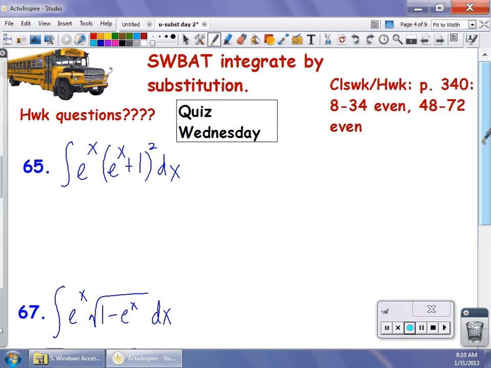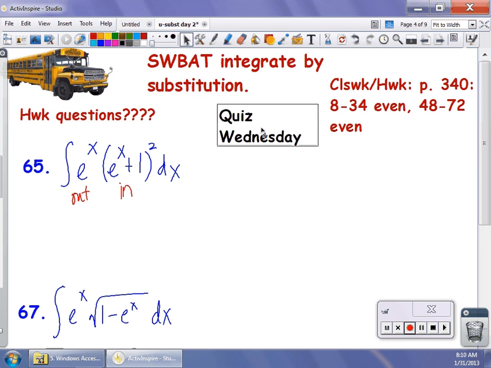Our goal here is to find the antiderivative of the given function. Notice in this problem that there is an inside function. Clearly, e to the x plus 1 is on the inside of the power of a square, and then we have an outside function, which is e to the x. So remember, in U substitution, I'm going to move this little box out of my way.